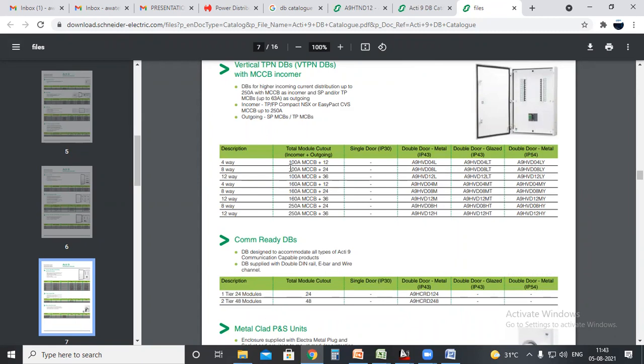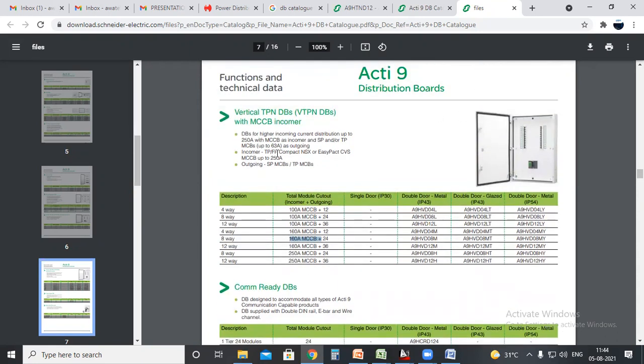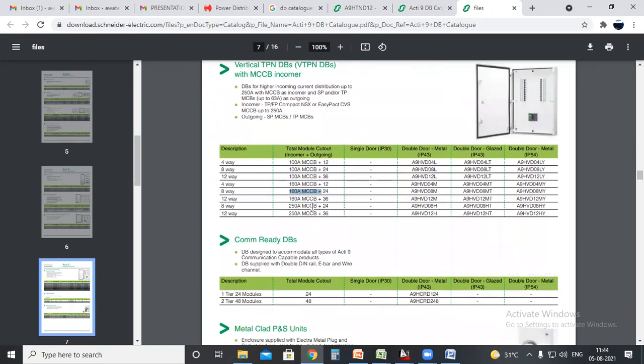MCCB breaker, and we have 100 ampere MCCB 12 outgoing, 100 ampere MCB 24 outgoing, 100 ampere 36, 160 ampere, and up to 250 ampere MCCB is available for this VTPN DB. So if any high power device is coming, we can choose according to the current consumption.